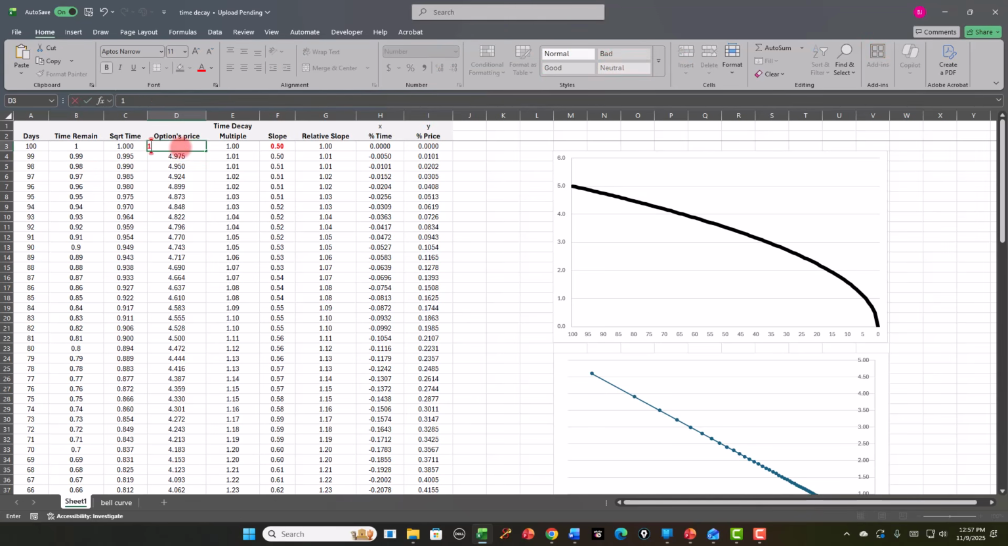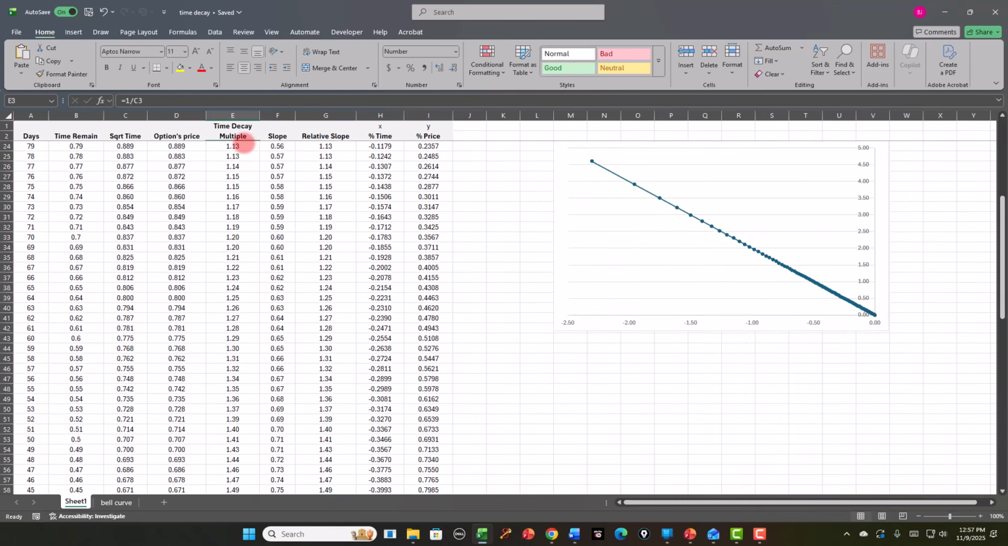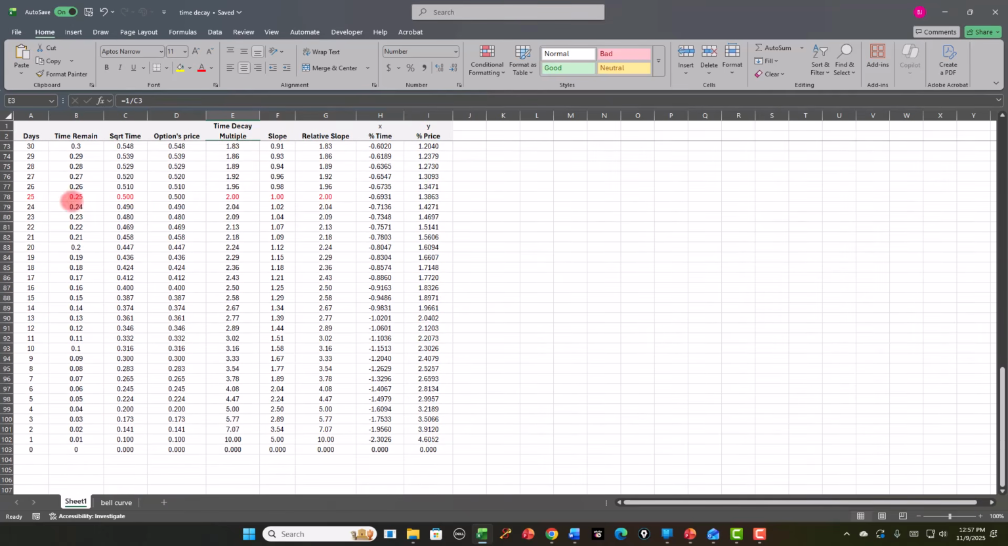I'm going to take it back to 1 for right now. Now the time decay multiple, I've talked about this in previous videos. If we take 1 divided by the square root of time, we've got 1 divided by 1, or 1. Whatever the time decay, or the theta, is, it's just that number. But let's come down here to, let's say, 25 days to expiration, and we see that with 25 days remaining, the square root of a quarter is a half. We talked about that.